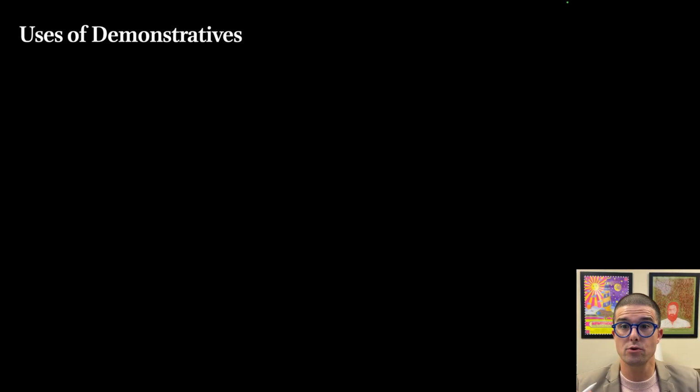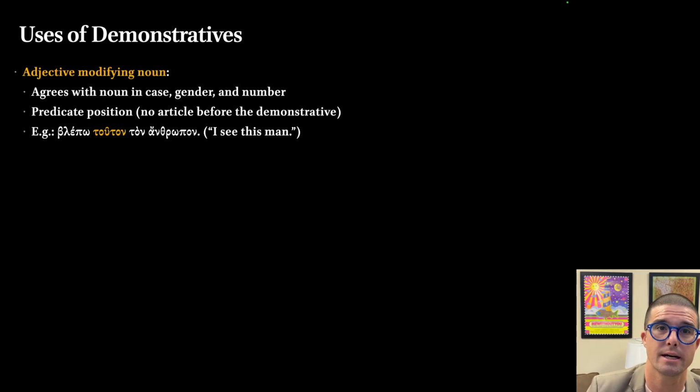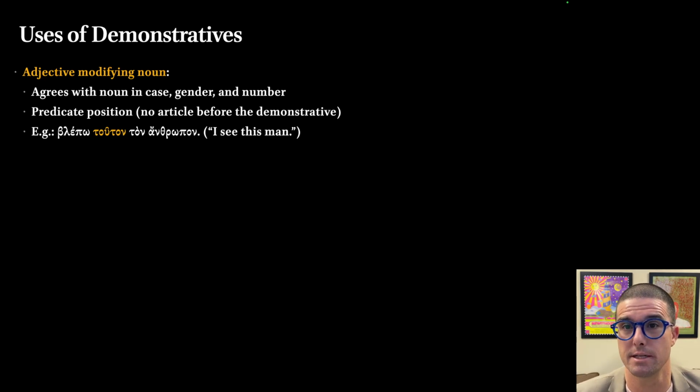And just as there are unique uses or kinds of adjectives and pronouns, there are also unique uses of the demonstrative. So we're going to highlight a couple, 3 of these here. The first is the demonstrative functioning as an adjective that is modifying a noun. So in this case, it's going to agree with the noun in case, gender, and number, just like an adjective that is modifying a noun would. And it's going to be in predicate position. That is to say, there's not going to be an article before the demonstrative.